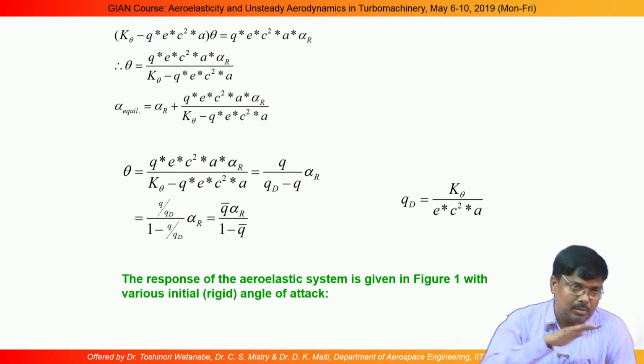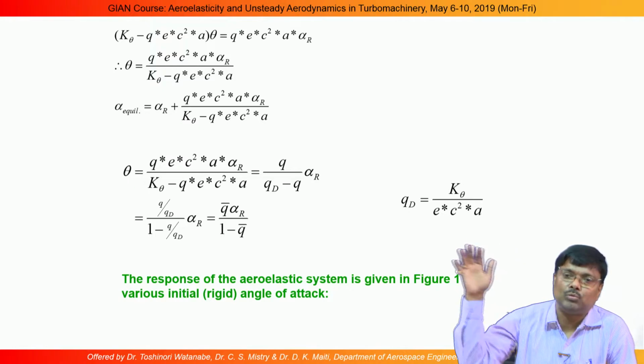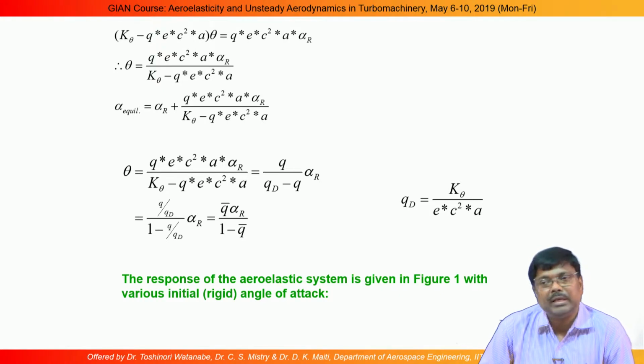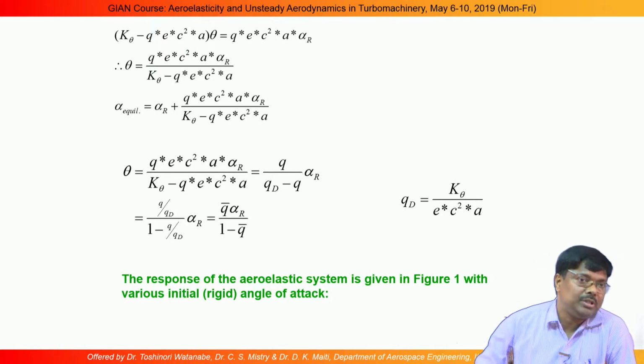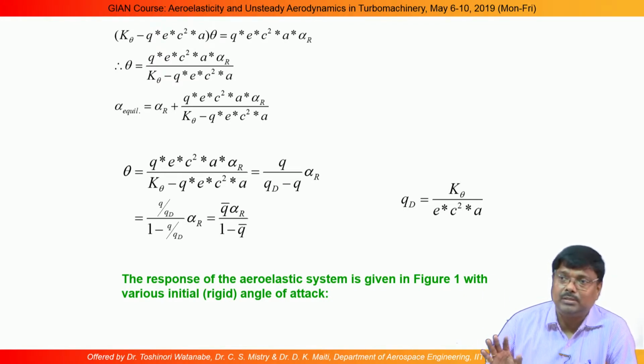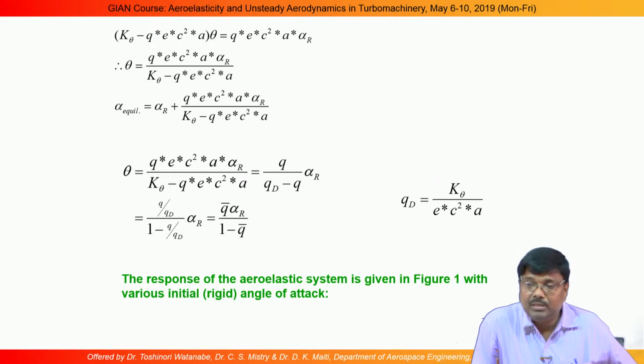If it is flying at, let us say, sea level altitude, we have a certain density of the air. If it is flying at 1 kilometer, 2 kilometer or 10 kilometer, then the density of the air is different. Accordingly, divergence speed will be different. Divergence speed is not the same for all altitudes, but divergence dynamic pressure is the same. So velocity will be different at different altitudes, because structural stiffness is fixed and only the aerodynamic moments change with altitude. That way I can find the divergence speed or divergence dynamic pressure.